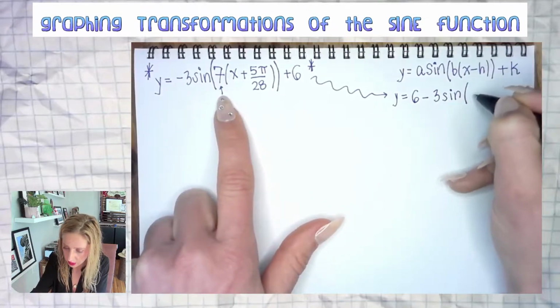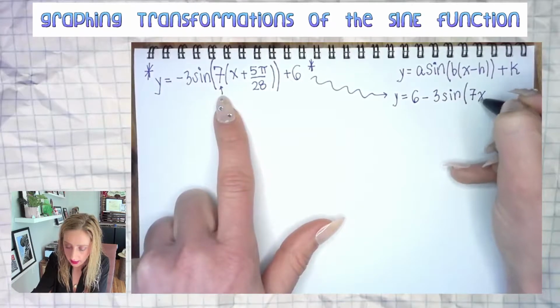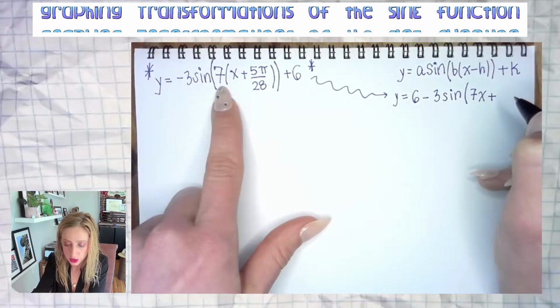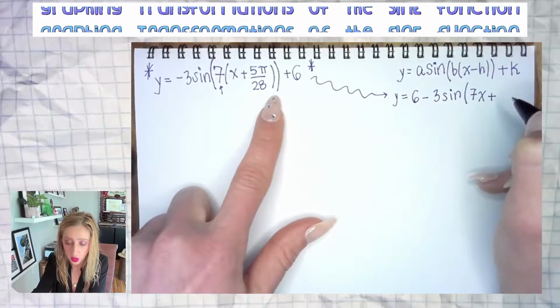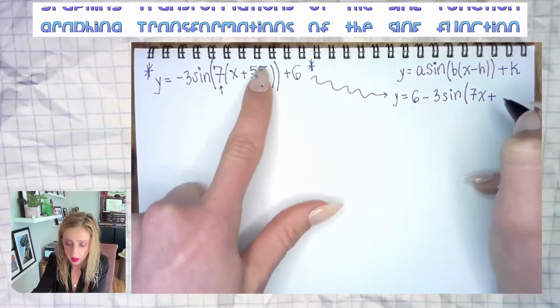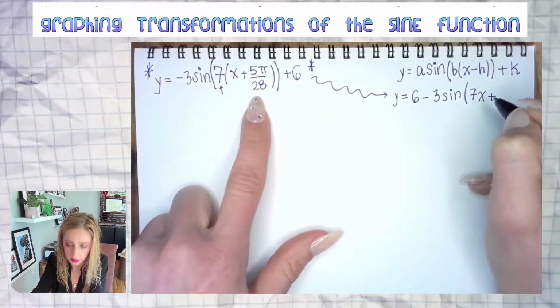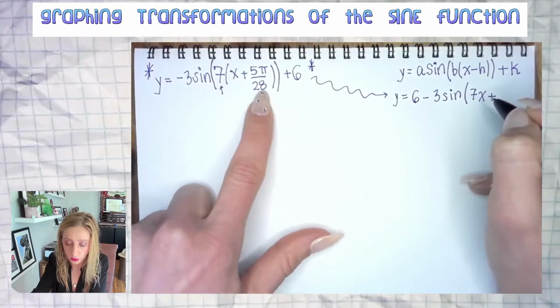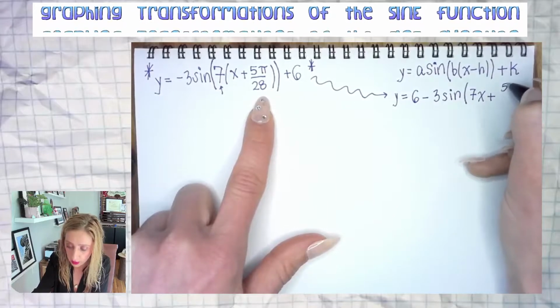Now I'm distributing. So that would become 7x plus, always think smarter, not harder. You reduce first. Division can come before multiplication in any example, really. Just make sure you do it correctly. So 7 over 28 reduces to a 1 over 4, and I'm left with 5 pi over 4.